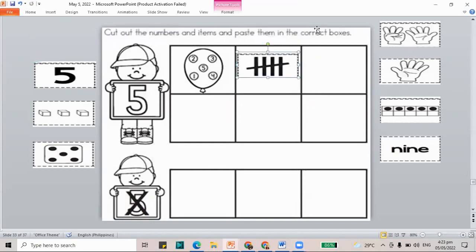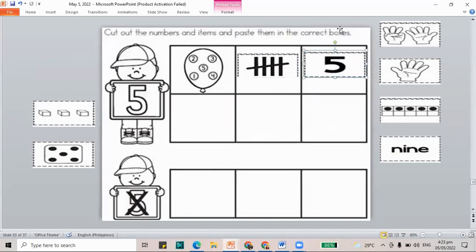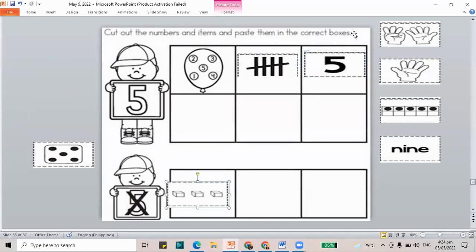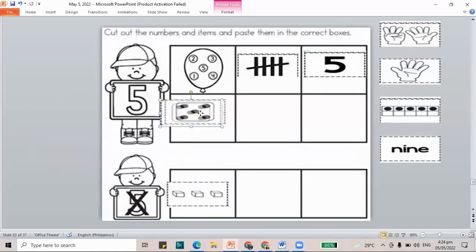Paste. And our number 5, a line at the top, line down, make a very big belly. That's number 5. Then how about for the boxes? Let's count. 1, 2, and 3. That's 3, not number 5. How about our dots? 1, 2, 3, 4, 5. That's 5. Let's put it here.